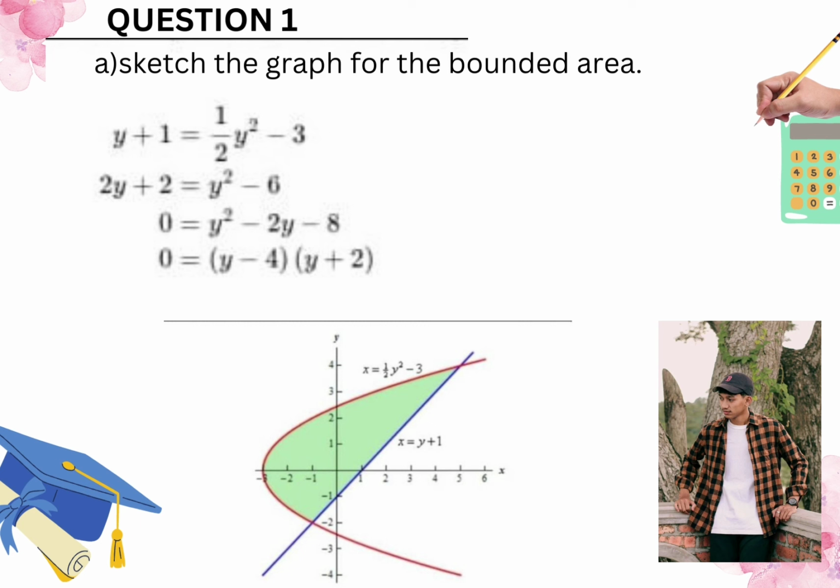After that, we plot the graph by using the points that we get. It looks like the curve intersects at y equal to −2 and y equal to 4. For the full coordinates, that will be (−1, −2) and (5, 4). We get the graph with one straight line and the curve. That's all for question A.